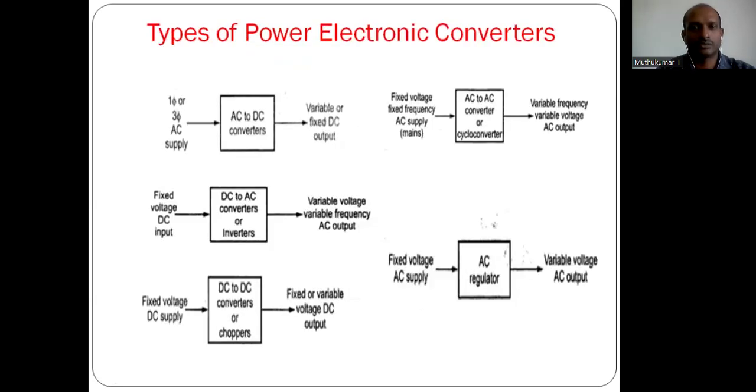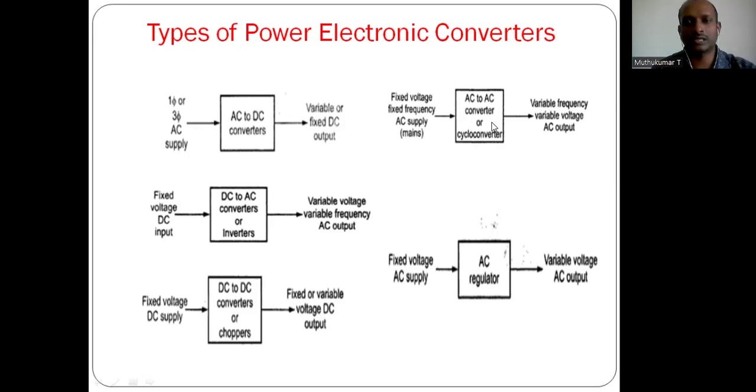Types of power electronic converters. The first one is AC to DC converter, where input is AC and output is variable or fixed DC. The second one is DC to AC converter, that is called inverter: fixed DC voltage to variable voltage, variable frequency AC output. The third one is DC to DC converter, that is chopper. Input is DC, output may be fixed or variable DC output.